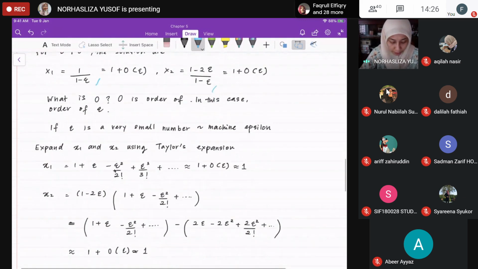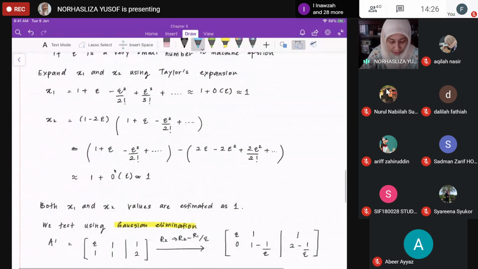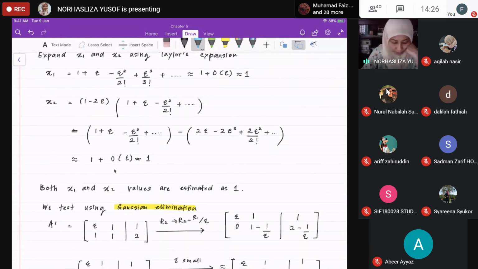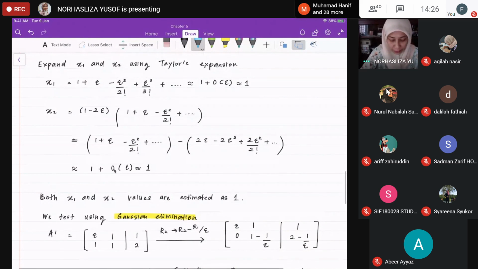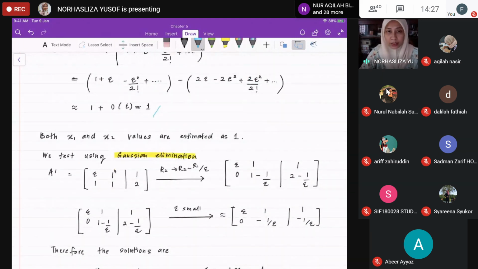So when you expand your value of x, you expand using the Taylor expansion, right? When you expand, obviously the higher order terms will produce zero value, so we retain until the first order. When you retain the first order, we find that for epsilon, x1 and x2 both have value 1 when you try to expand it. So this is an estimate. We estimate the value because in computation we cannot get the exact value, we can only get an estimated value, right? So after that we can test.